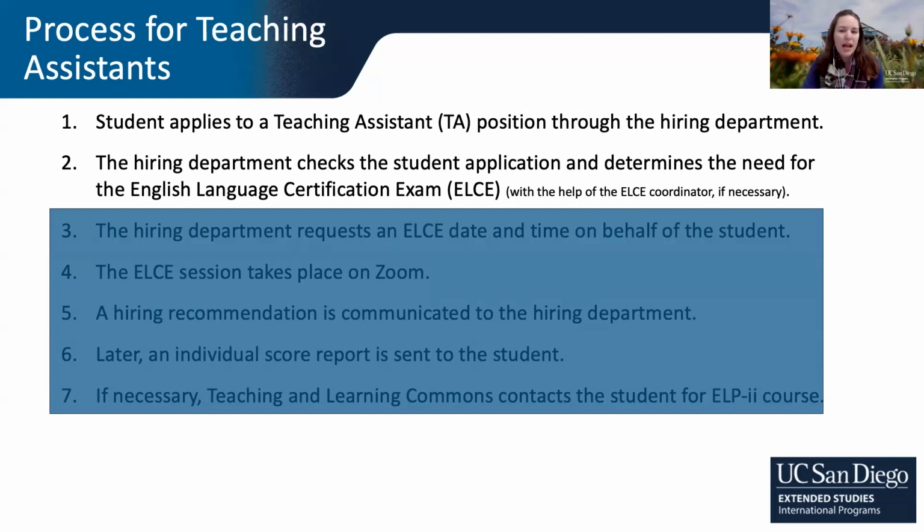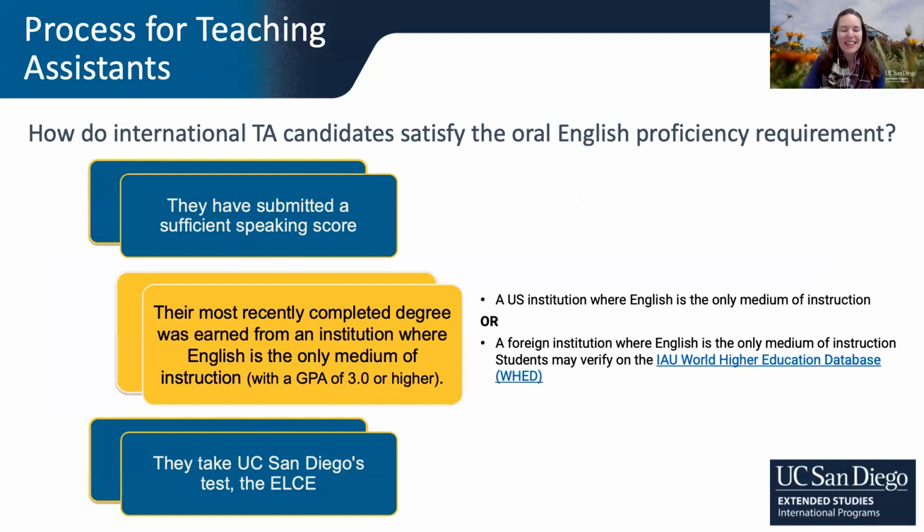The department that wants to hire you will determine the need for the English language certification exam. They'll determine whether you've already fulfilled the English language requirement or whether you need to prove your speaking and listening competence in English. On the next slide, I explain that there are 3 different ways, and these are all on our website as well. I'll give you the link to our website that breaks down and explains these in a little more detail. There are 3 ways to show that you've satisfied the English proficiency requirement.